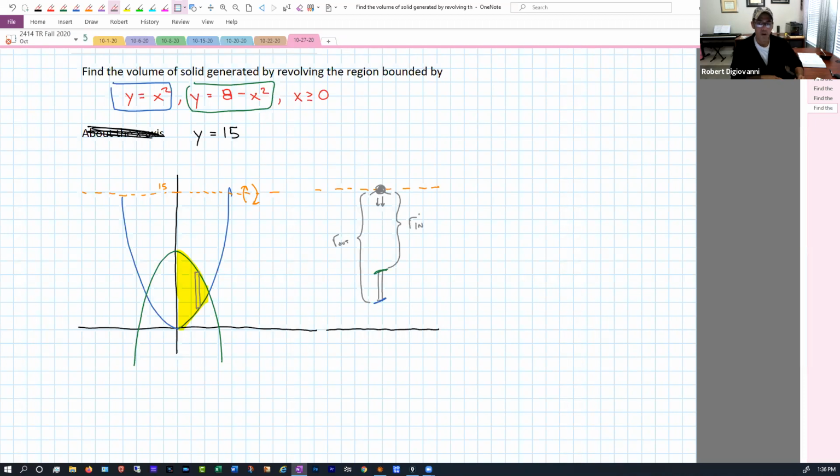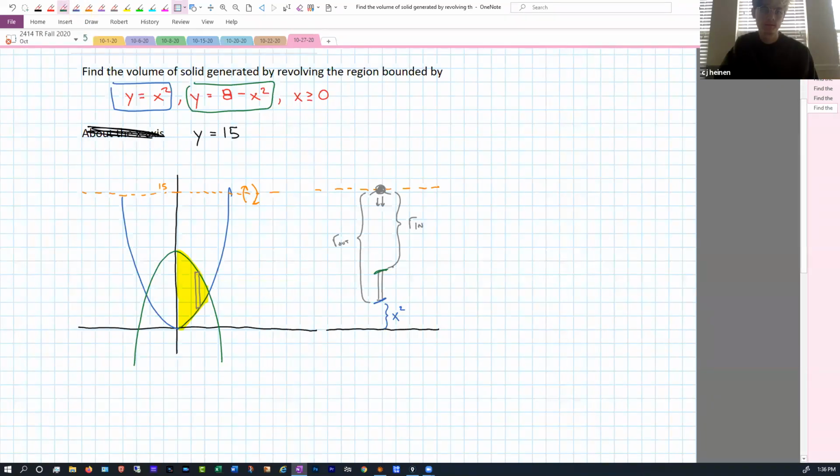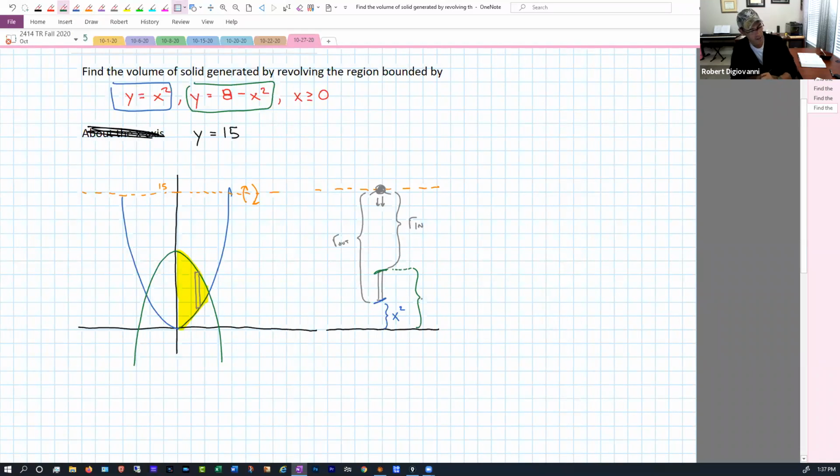Now we need to figure out what R out is. So can someone tell me what the outer radius is? X squared plus 50. Close, not quite. Look, this right here, from here to here is x squared. Agreed? That's x squared. And then from here to here is the 8 minus x squared, right?